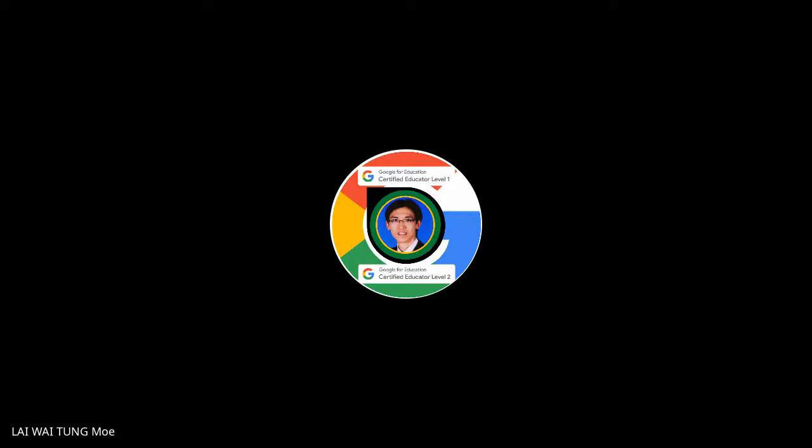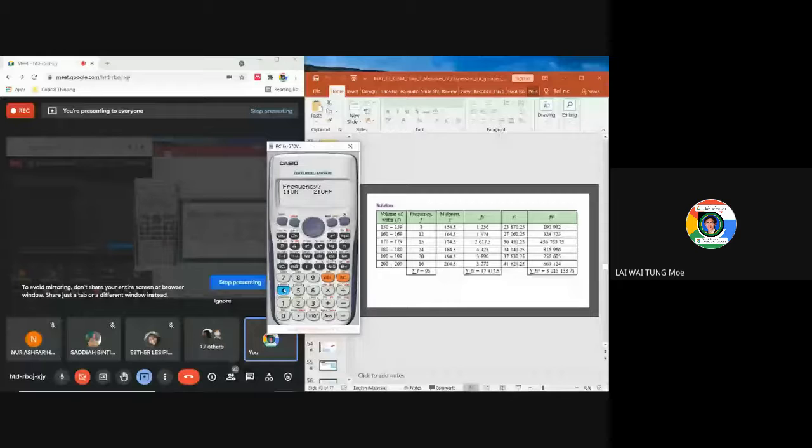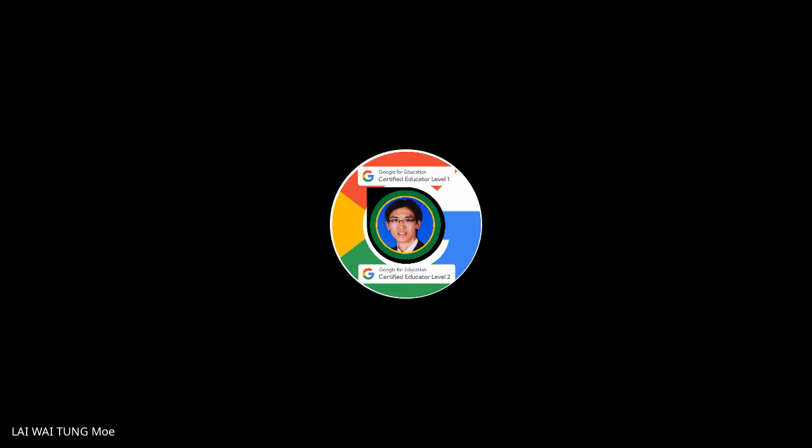The second step is you need to press shift mode. I repeat, shift mode, and then go down. You can see number 4, statistic. Press 4, and then it asks about frequency. You turn on the frequency function, so you press 1.